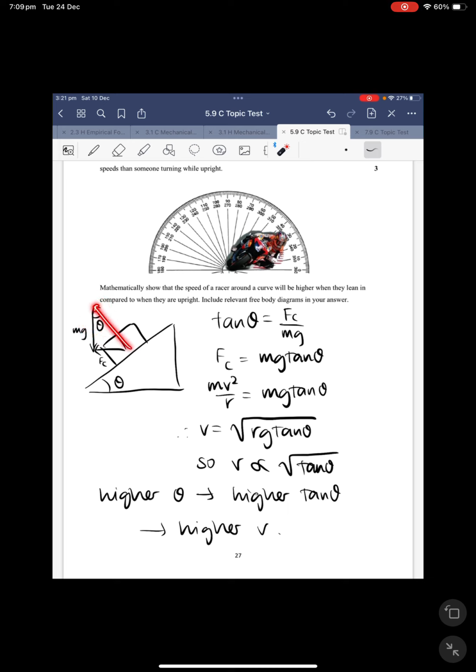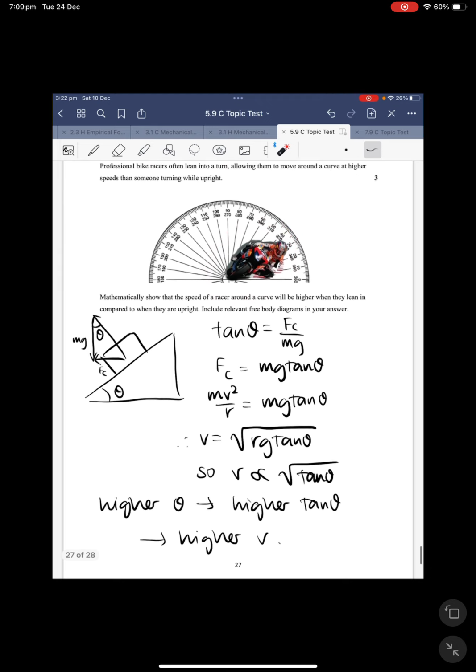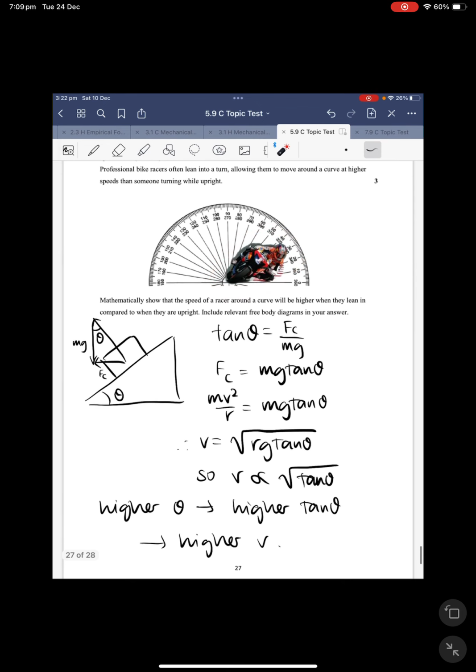Right here we have the normal force, and the normal force is going to have a component going in the vertical direction. Since the racer or bike rider is not accelerating up or down, they're just staying on level ground, the component of the normal force acting in this vertical y direction has to perfectly balance the weight force of the rider. That's why we have this arrow here, mg. That's the component of the normal force.